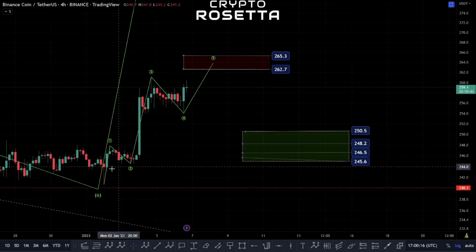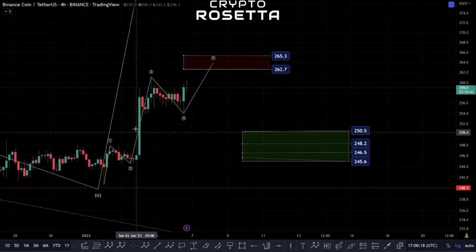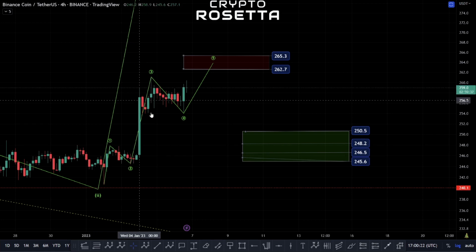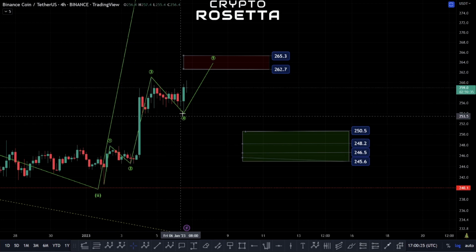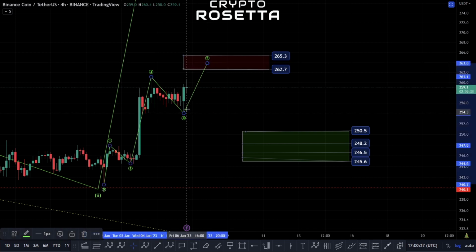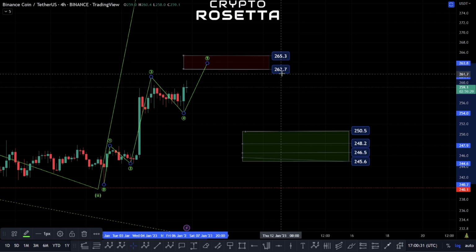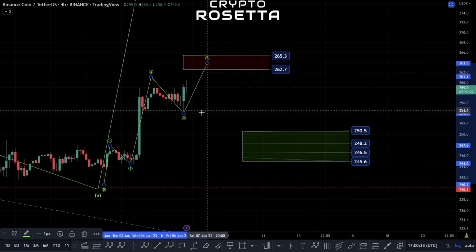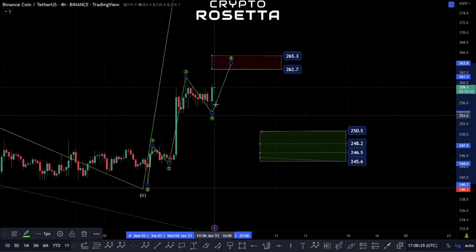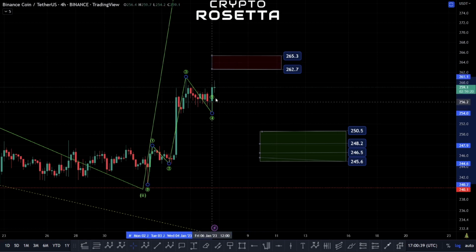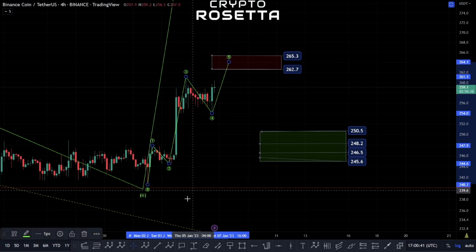So looking at this, we have this as a 1, 2. I'm thinking this is a 3 here, where this is a 1, 2, 1, 2, 3, 4, 5 into this high, and then we have this as a 4th, and we're looking to push up for this 5th wave. So the typical 5th wave area would be this 265.3 to this 262.7. So this would be a typical area, provided there's no extension within these waves, that we would be looking to target. So this 5th wave could look to move up into this zone.